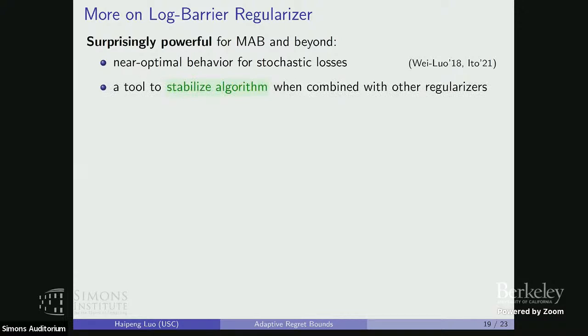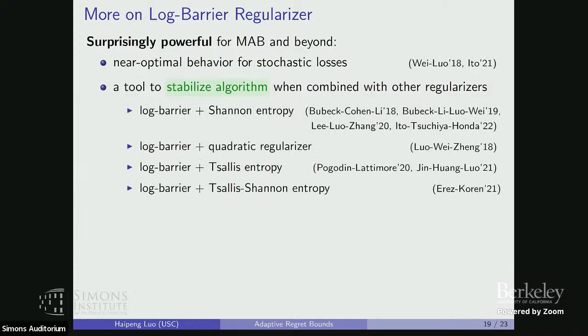It's also a tool to stabilize the algorithm. If you look at the penalty and stability trade-off, log barrier has the smallest stability term. So it means that this is the most stable algorithm in this spectrum. You can use it as a tool to stabilize the algorithm and to get some very nice properties, especially when combined with other regularizers. I'm not going to talk about details, but there's a sequence of papers combining log barrier with all kinds of different regularizers to achieve all kinds of different nice properties.